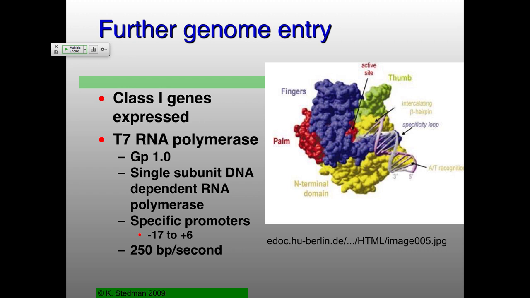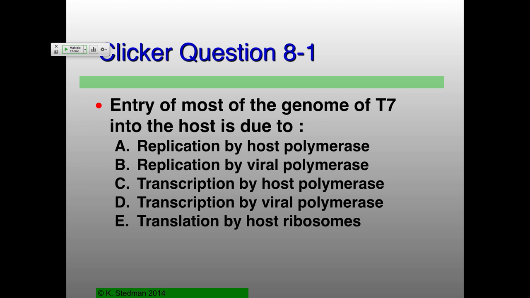But I need a break from talking. So what are we going to do? We'll do a clicker question, which hopefully should be very straightforward. Entry of most of the genome of T7 into the host is going to be due to replication by a host polymerase, replication by a viral polymerase, transcription by a host polymerase, transcription by a viral polymerase, translation by host ribosomes.